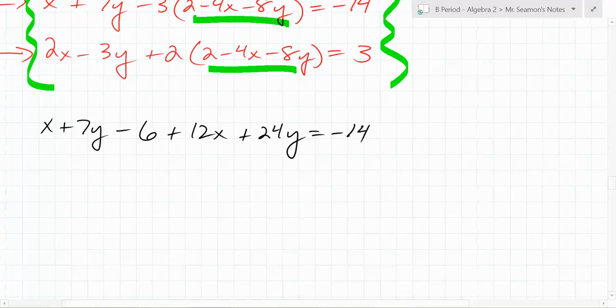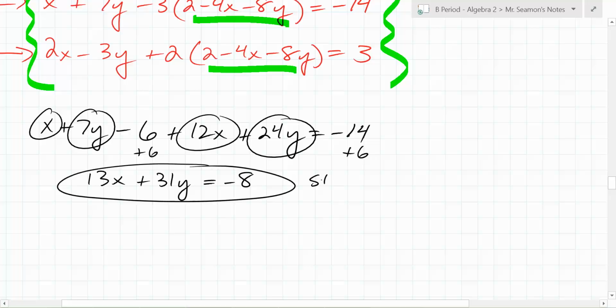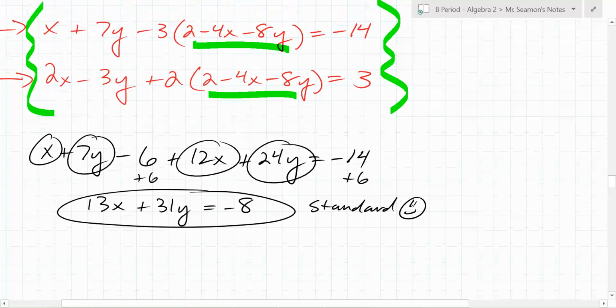How many x's do you see? I see 1 of them, 13 of them. So what is that, 13x? Yeah. 7y and 24y is what? 31y. And if I add 6, what do I get? Negative 8. Hey, what form is that in? Do we like standard form? Yay, we do. So we've done that to the top one.